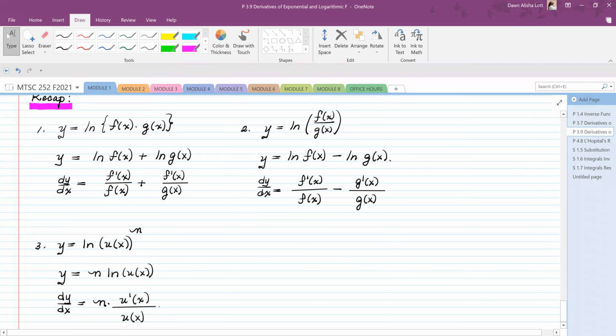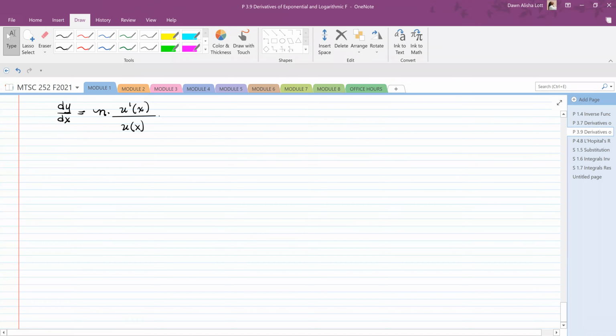Okay. All right, the last thing we're going to do with the logarithms today is logarithmic differentiation. And this can be hideous, but you got to know it.